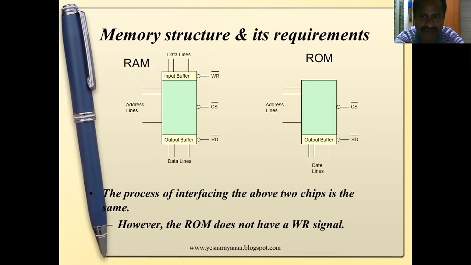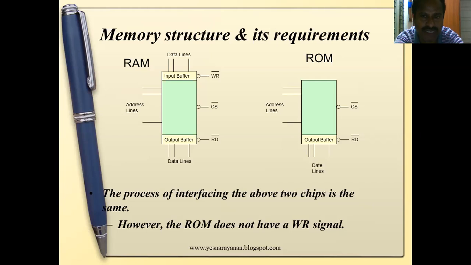We have two types of memory. One is RAM, read-write memory. It requires a read signal to read the data from this memory, and we require a write signal to write something into this memory. And we have a chip select signal. When this chip select signal goes low, then only this memory is active or selected.